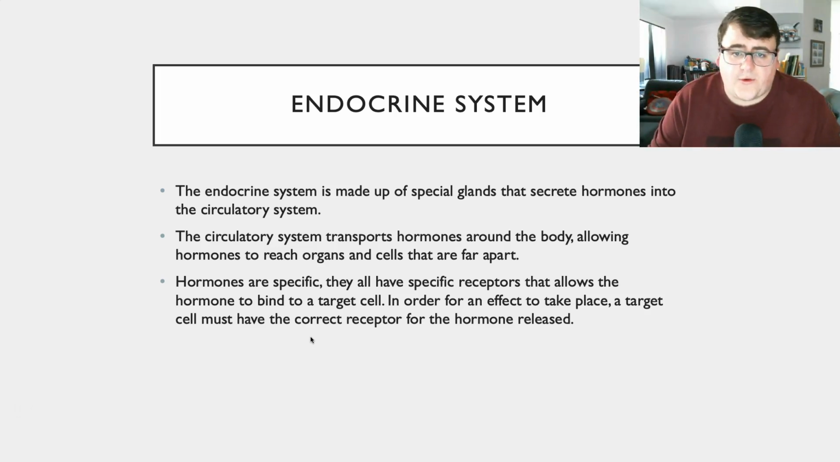The important thing to know about hormones is they are specific, which means they all have specific receptors and only a specific hormone will bind with that specific receptor. That means that a hormone can target a specific cell. In order for the hormone to have an effect on that cell, the cell must have the correct receptor for the hormone that has been released.